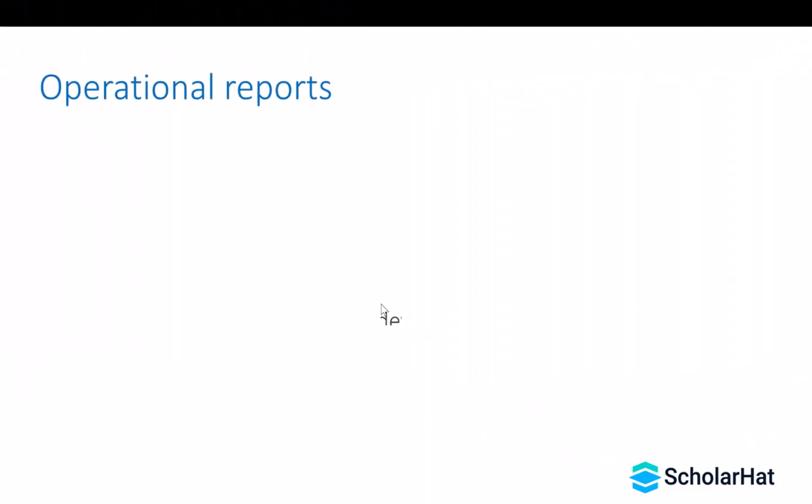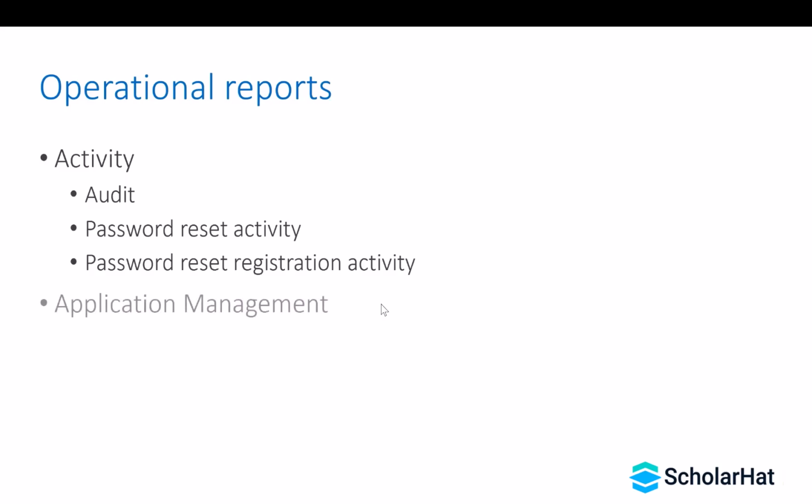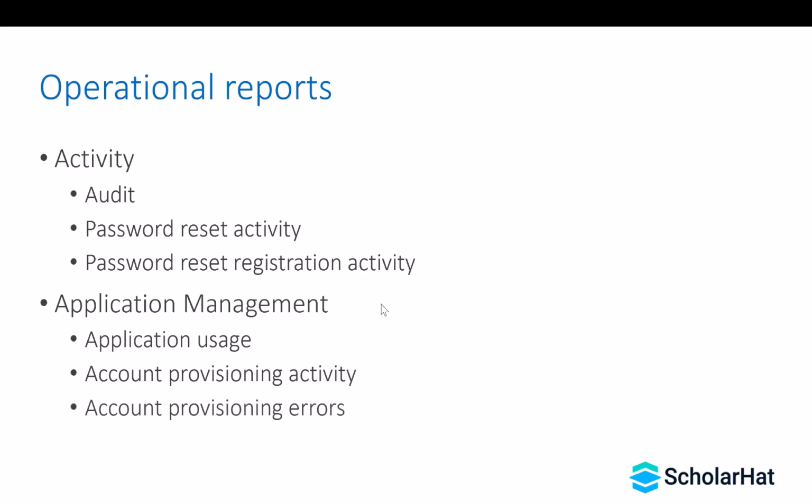The second one is operational reports, where you can find the activity report for audit, password reset activity, and password reset registration activity. We also have application management level reports, that is application usage, account provisioning activity, and account provisioning errors. These are the various types of reports that can be generated from Azure AD, so that you can look in detail at what is happening with my application, which users are accessing it, and how many users are trying to reset the password. These things are required for tracking purposes.